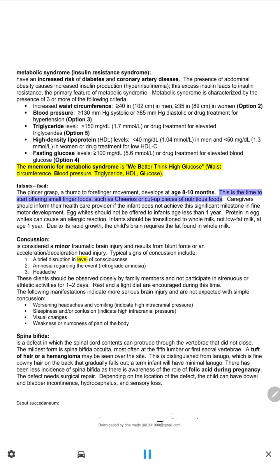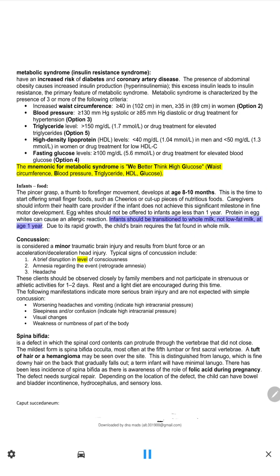This is the time to start offering small finger foods, such as Cheerios or cut-up pieces of nutritious foods. Caregivers should inform their healthcare provider if the infant does not achieve this significant milestone in fine motor development. Egg whites should not be offered to infants aged less than 1 year. Protein in egg whites can cause an allergic reaction.